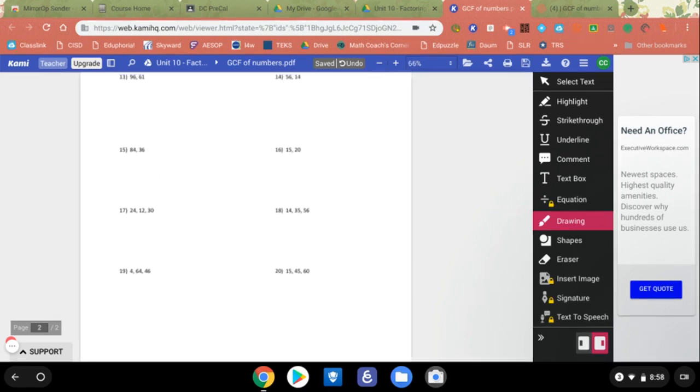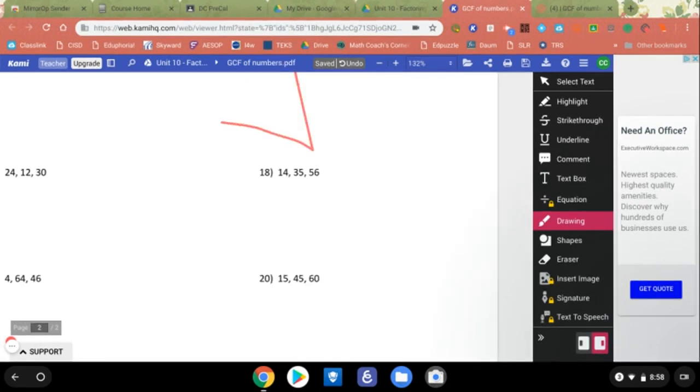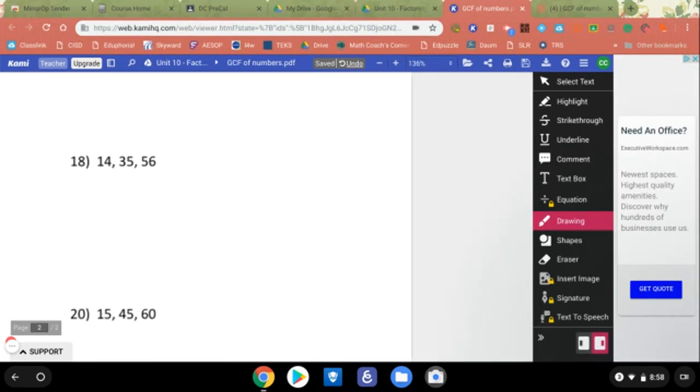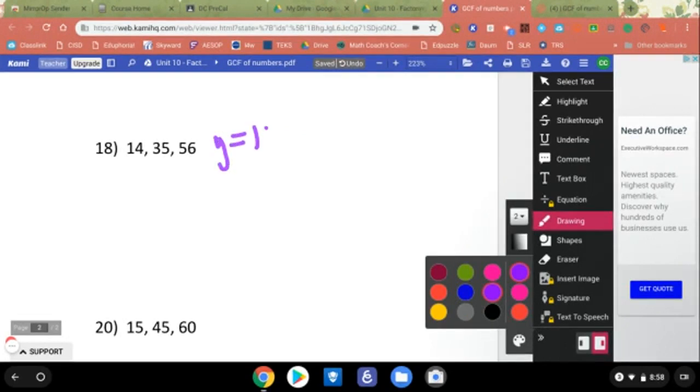Oh, let me do one more. I lied. I'm sorry. Well, let's do 18 because 18 is different. 18 has 3 numbers. I lied. I'm sorry. I didn't lie on purpose though. Okay, I forgot that we had 3 numbers on the back. We're going to do the same thing, except we're going to do it 3 times. y equals 14 divided by x.